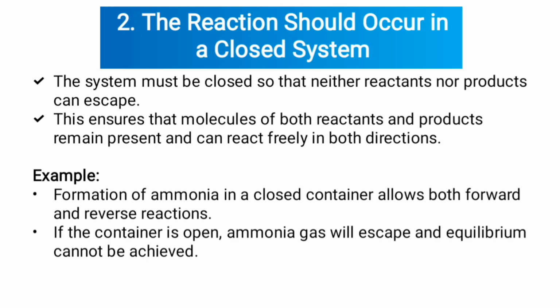And the second one is the reaction should occur in a closed system. But dear student, the system must be closed so that neither reactants nor products can escape. This ensures that molecules of both reactants and products remain present and can react freely in both directions. Example, formation of ammonia in a closed container allows both forward and reverse reactions. If the container is open, ammonia gas will escape and equilibrium cannot be achieved.